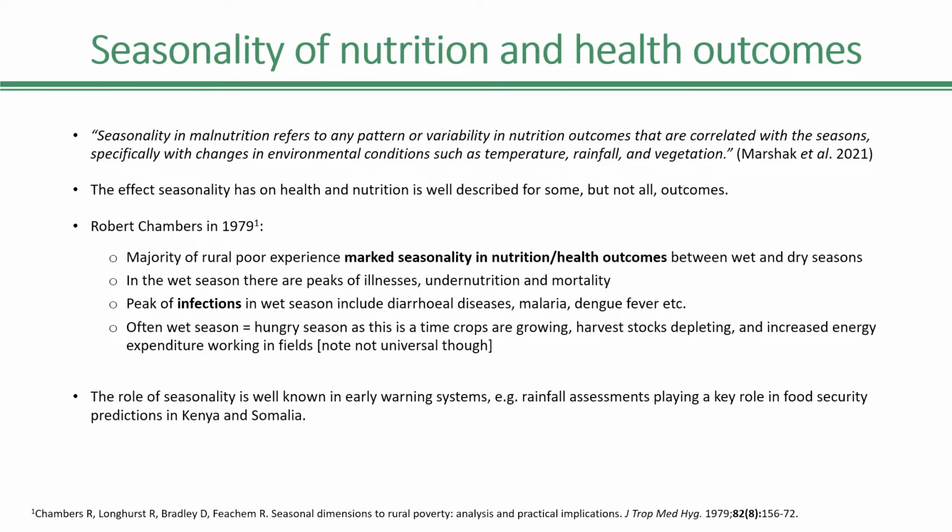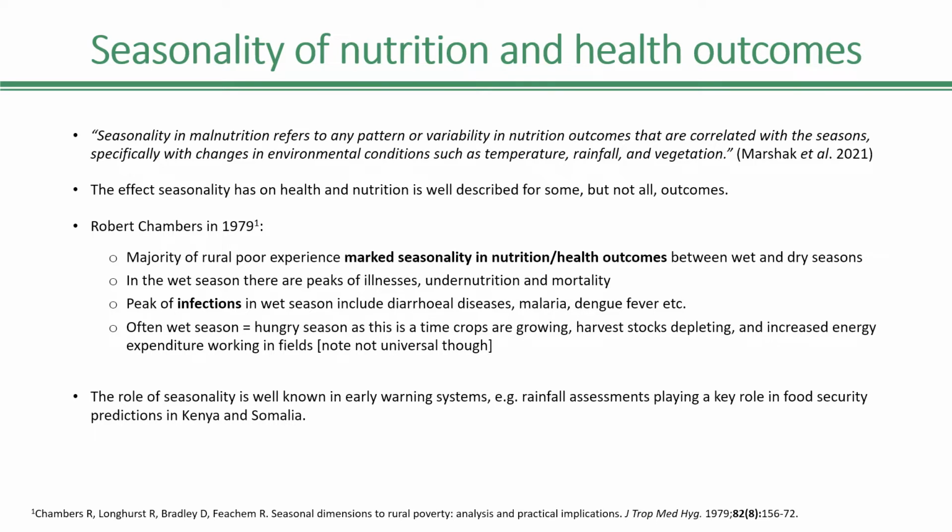They quote, "Seasonality in malnutrition refers to any pattern or variability in nutrition outcomes that are correlated with the seasons, specifically with changes in environmental conditions such as temperature, rainfall, and vegetation." The effect that seasonality has on nutrition and health outcomes is well described for many outcomes, even if not all.